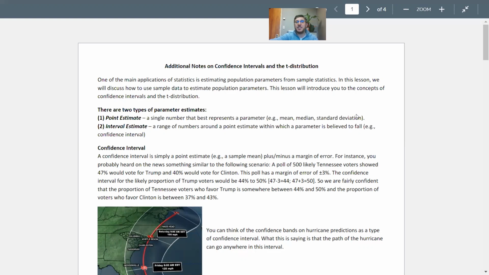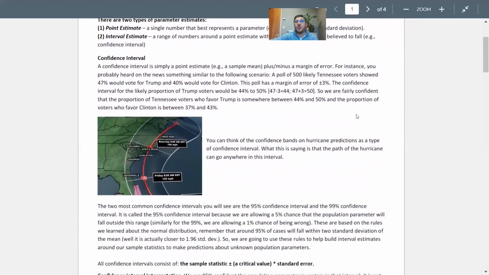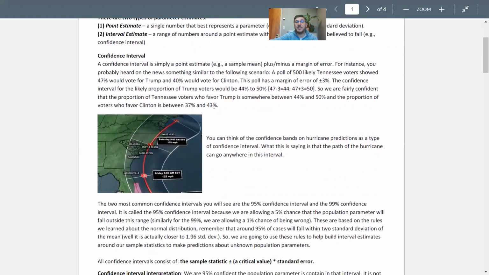Another example of a confidence interval you might see is on the weather. Think of the little confidence bands around hurricane predictions. The line here you could think of as the point estimate, and then the bands around it as the confidence interval. The meteorologists are pretty confident that the hurricane is going to fall somewhere within this cone of uncertainty. It's going to fall somewhere within this interval.